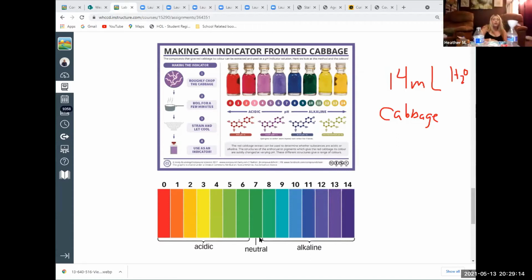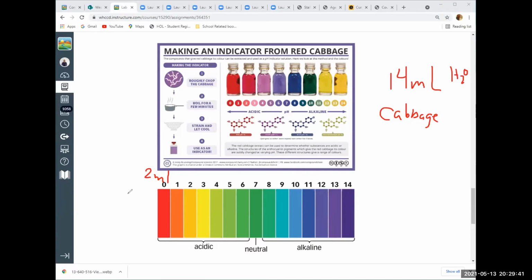So 14 ml of water. Dr. Henry, how much are we supposed to put in vinegar? 2 mils. And that's just going to be in a different little tube. How much vinegar are you supposed to put in? You can use 5 mils of vinegar. Just 5 mils, so you're consistent about everything.